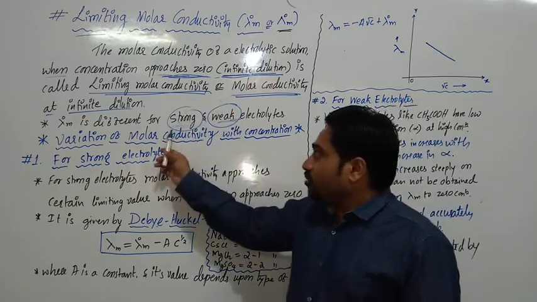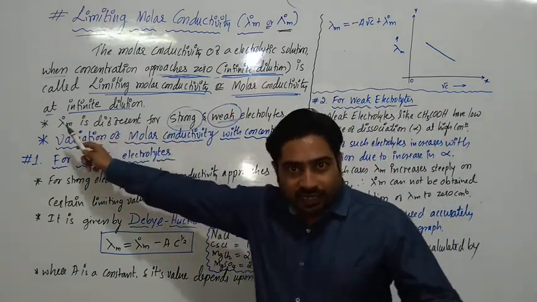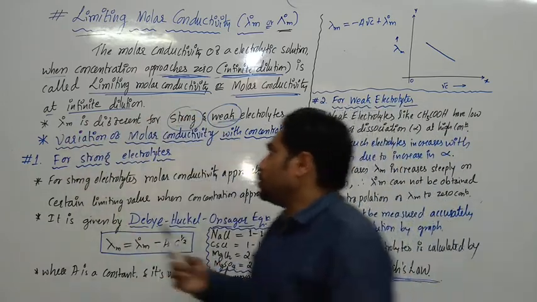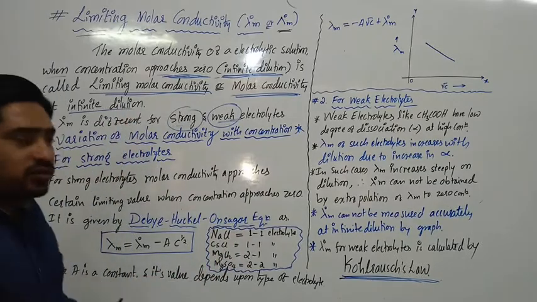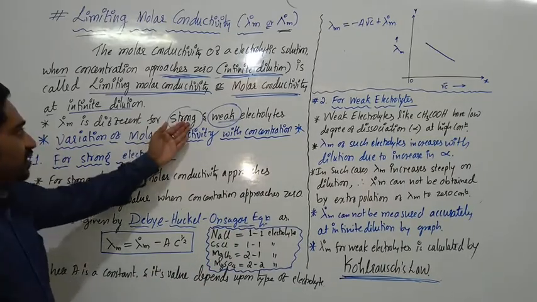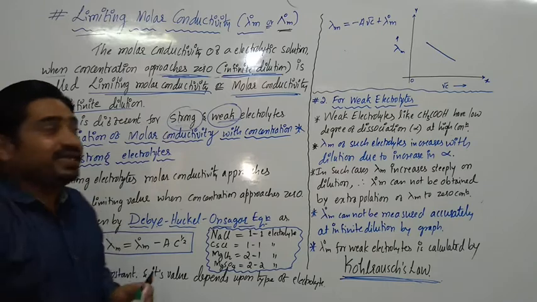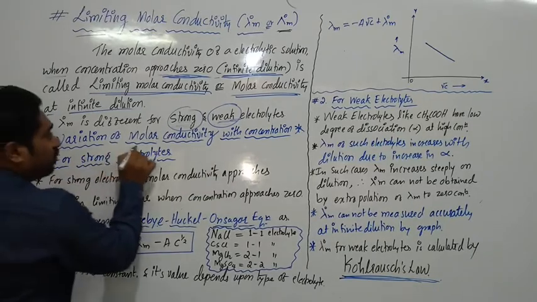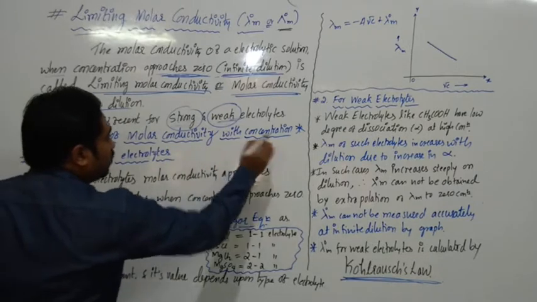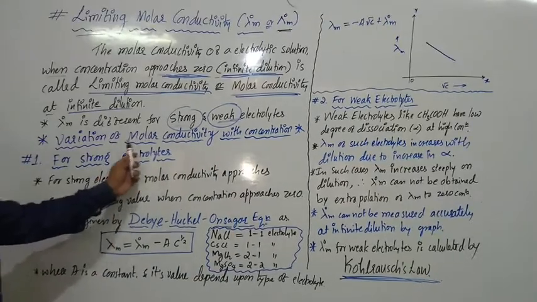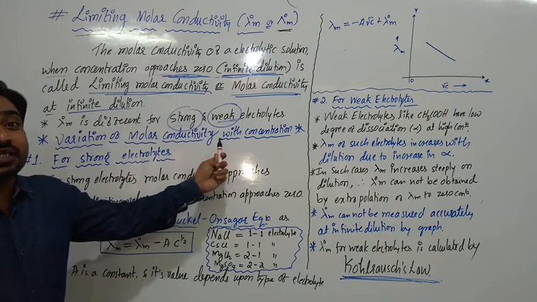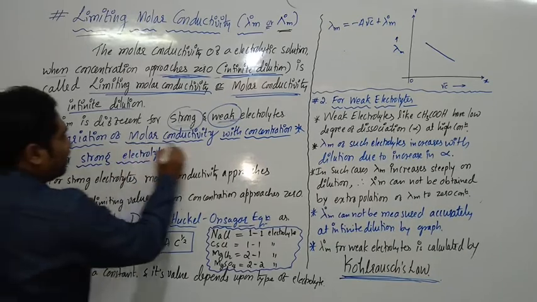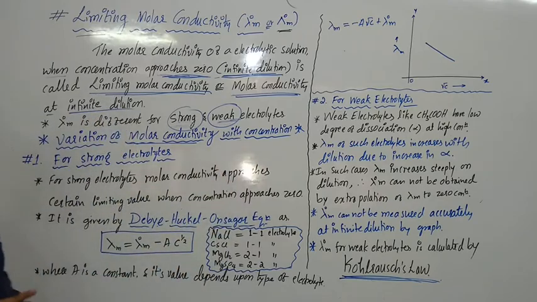For strong electrolyte, the lambda naught m value is different. For weak electrolyte, the lambda naught value is different. So let us discuss how the lambda naught value changes in the case of strong electrolyte and in the case of weak electrolyte. The variation of molar conductivity with concentration; this molar conductivity is nothing but limiting molar conductivity.